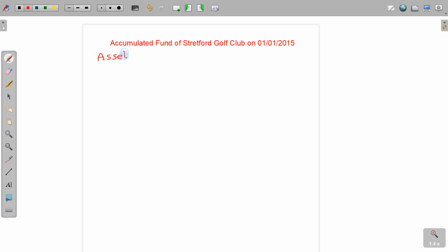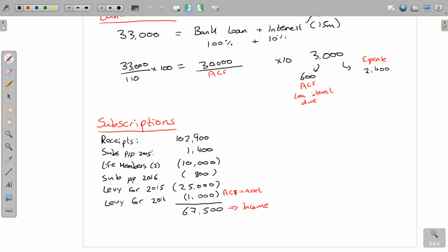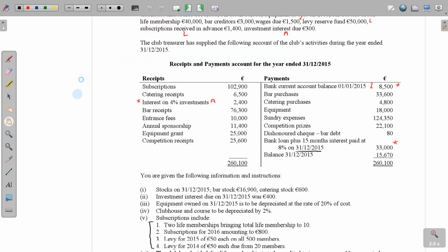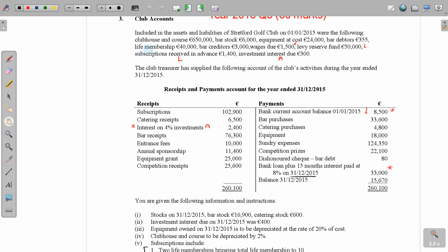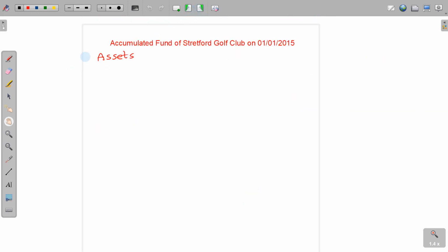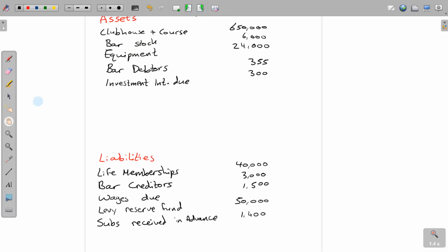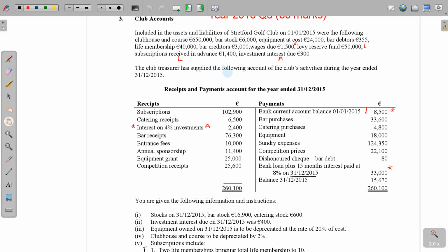I'm just going to do assets. So what are all the assets we've had? Well, we go back to the very beginning of the question. We know we have clubhouse and course. We have bar stock and equipment. So I'll just write all these in and go through the question. So these are everything that were in the top of the question. So all our opening balances, I guess.